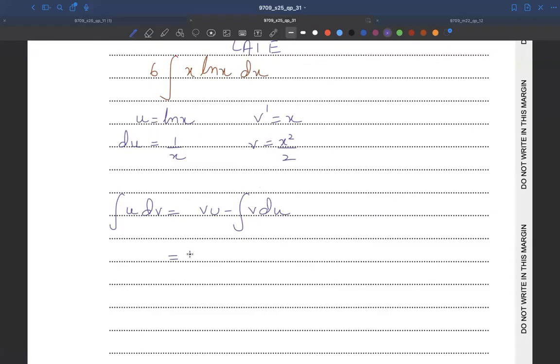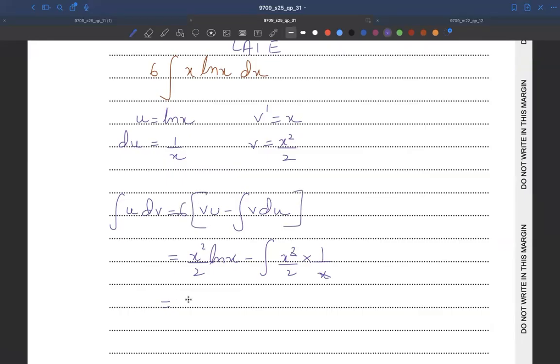So x square upon 2 ln of x minus integral of v du. So v is x square upon 2 into du. So that would become x square upon 2 into 1 upon x. So x and x will cancel out over here. And not to forget, we still have a 6 outside.